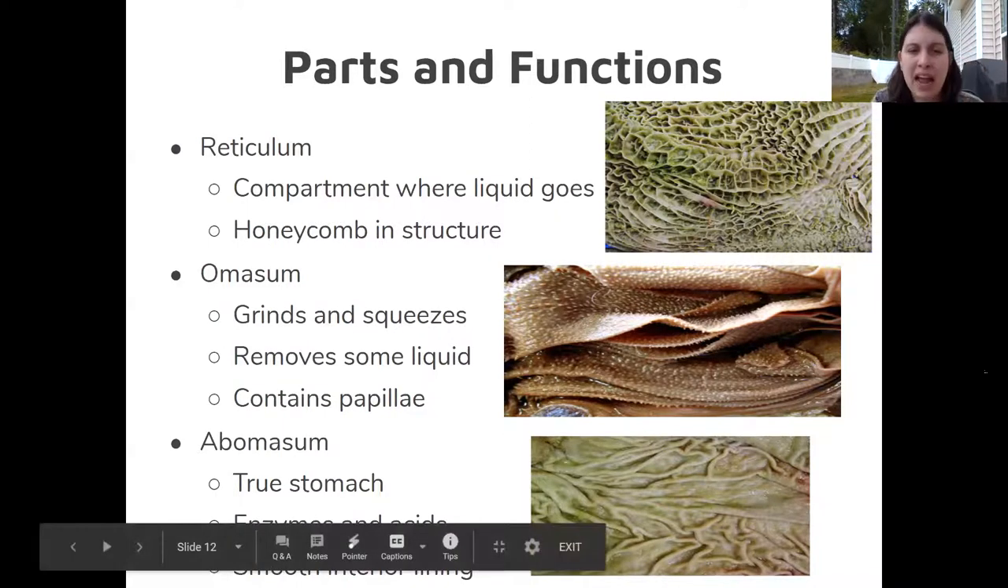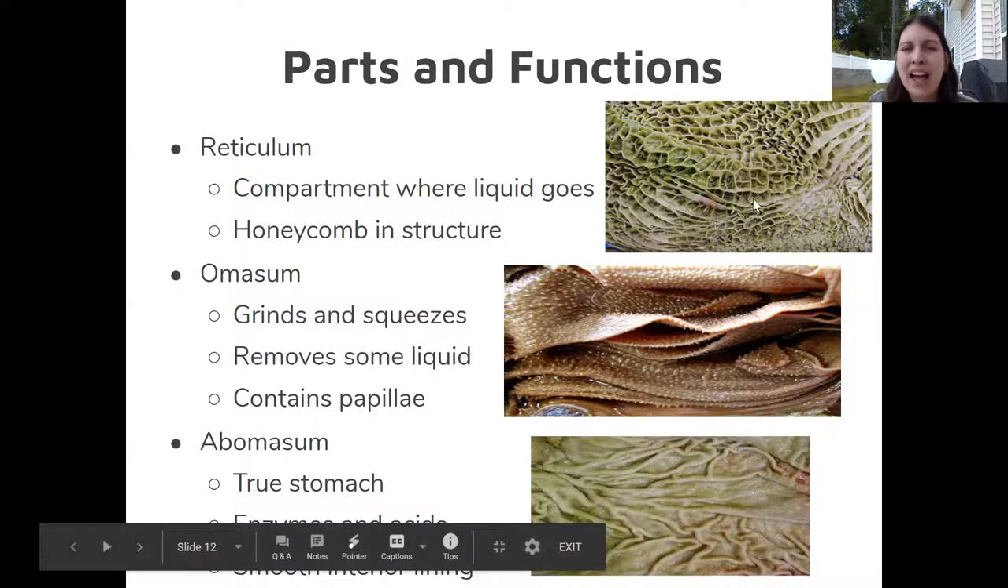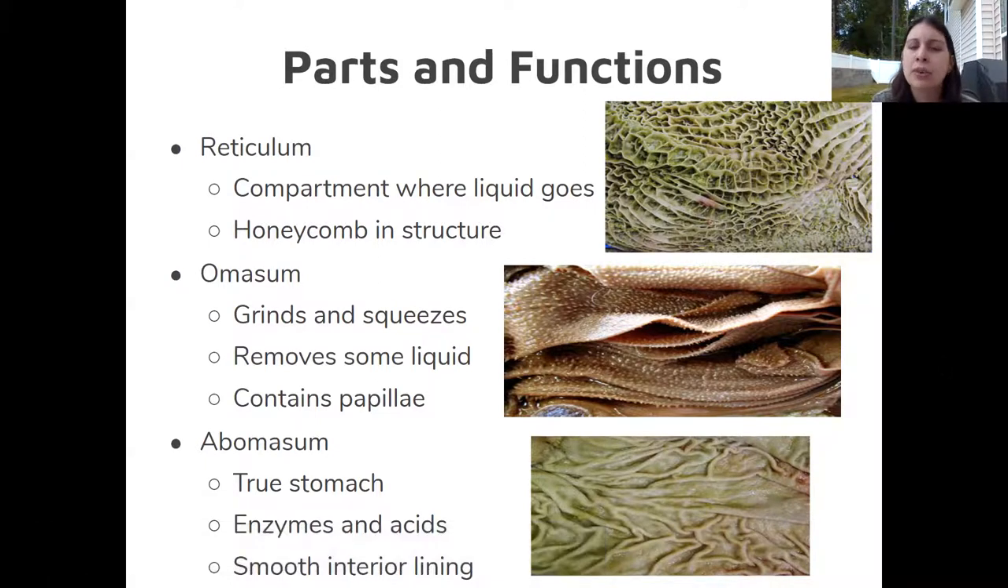And then the abomasum. The abomasum is called the true stomach because it contains the enzymes and the acids that we think of when we think of a real stomach. Like our stomach has all these gastric juices that help to break down our food. The abomasum is where you're also going to find those enzymes and those acids. It says smooth, but it's smooth relatively. It does still have some wrinkles, but it doesn't have the papilla that the omasum has. It doesn't have the honeycomb structure that the reticulum has. It's almost just these wrinkles.